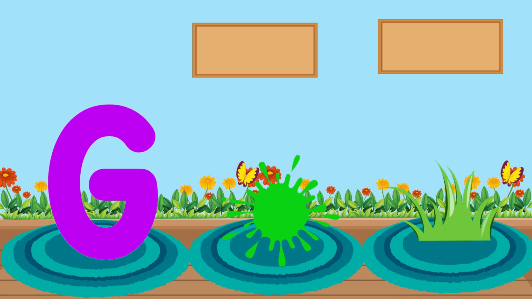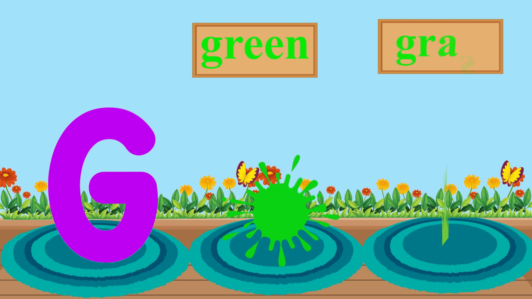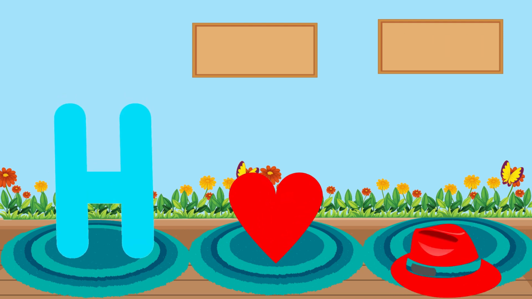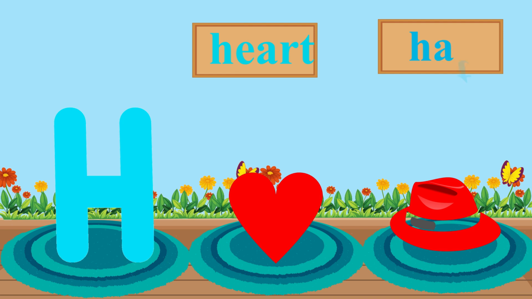G is for green, green. G is for grass, grass. G is for green. G is for grass. H is for heart, heart. H is for hat, hat. H is for hot. H is for hot.